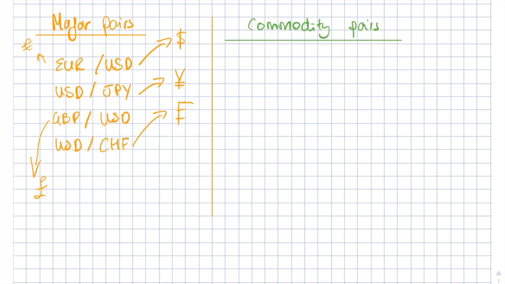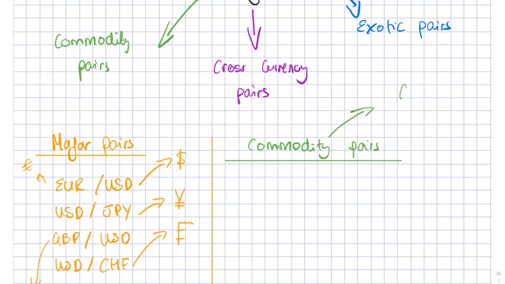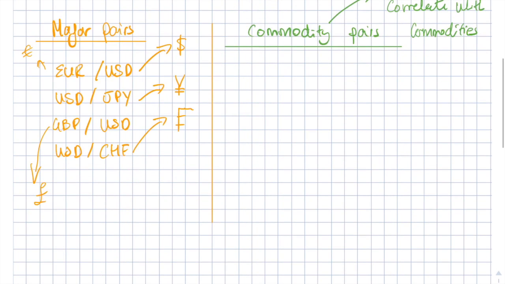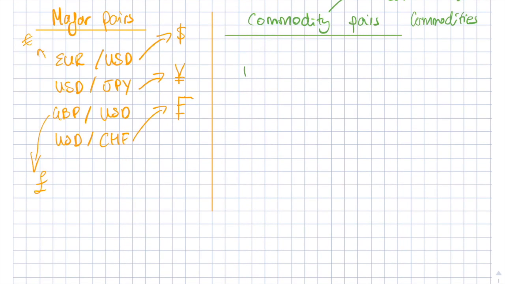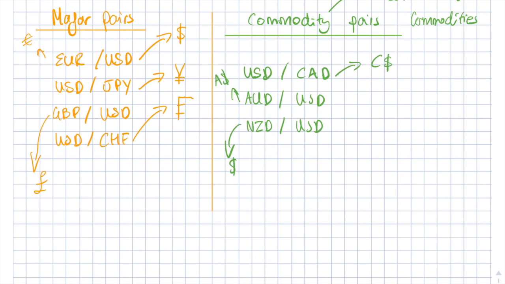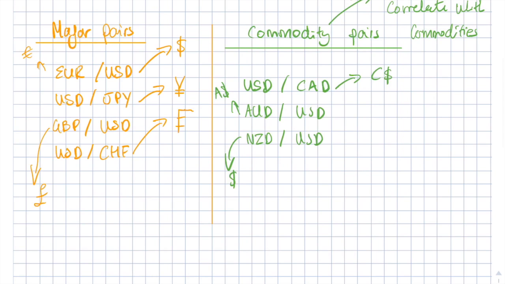As from the name, you can probably understand that the currencies I'm going to be explaining now correlate with their commodities. And these are the USD and Canadian dollar, Australian dollar and USD, New Zealand dollar and the American dollar. And these are the symbols for them. So let's start with Canada.